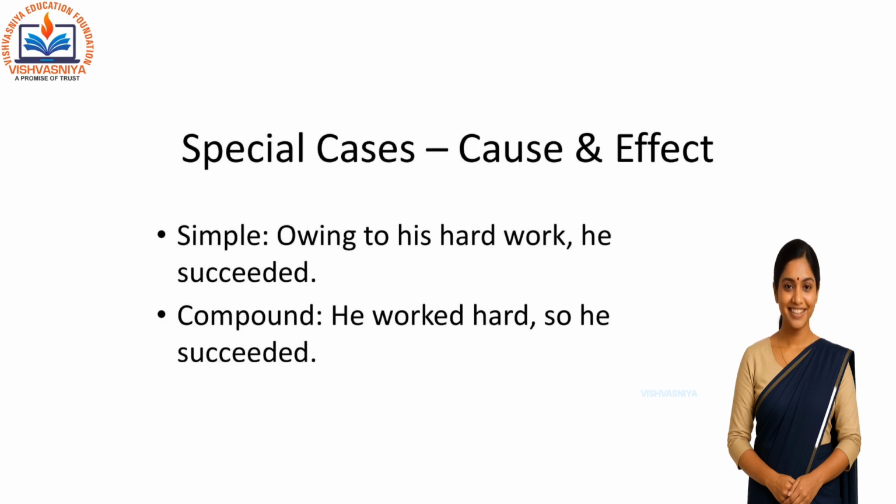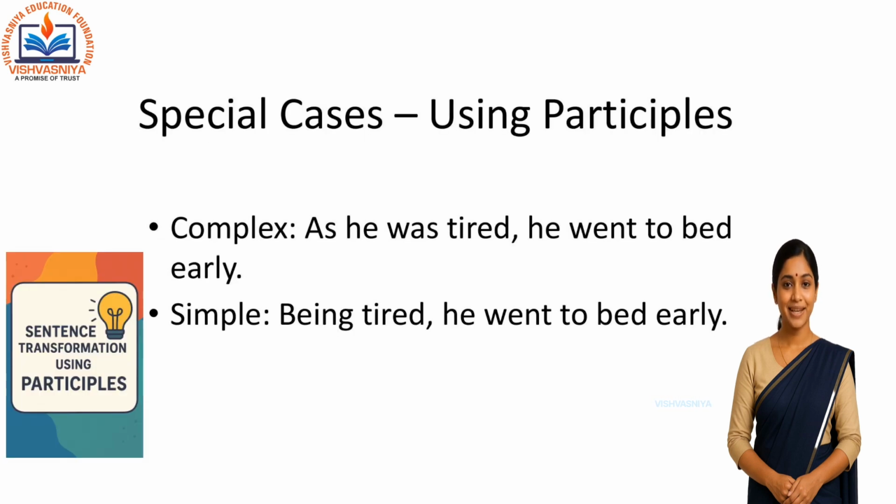Interchange of cause and effect. Simple: owing to his hard work, he succeeded. Compound: he worked hard, so he succeeded. Using participles for reduction. Complex: as he was tired, he went to bed early. Simple: being tired, he went to bed early.